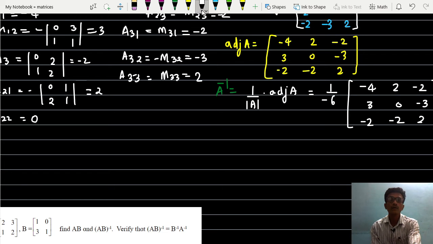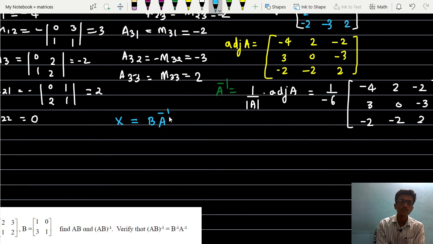फिर इसके बाद हमको फाइंड करना है X मैट्रिक्स. X matrix is given by B into A inverse. ये 1/6 -1/6 आप बाहर लिख सकते हैं. फिर इसके बाद आएगा मैट्रिक्स B.